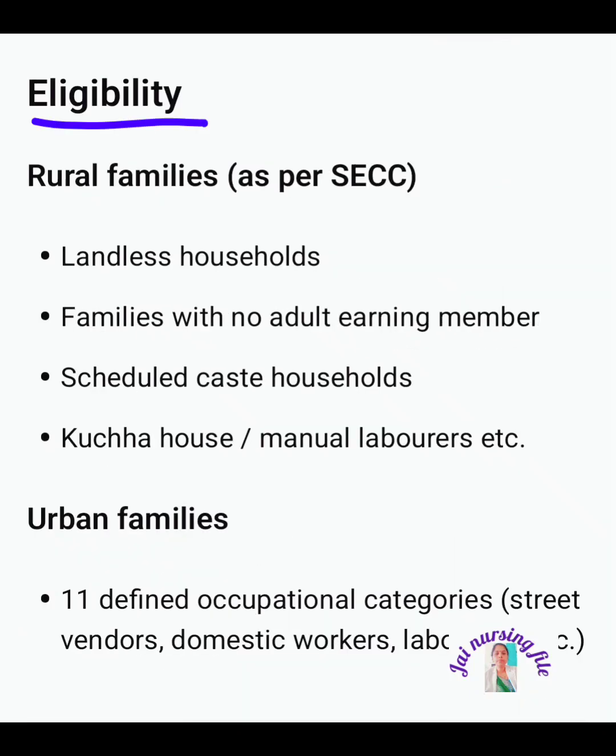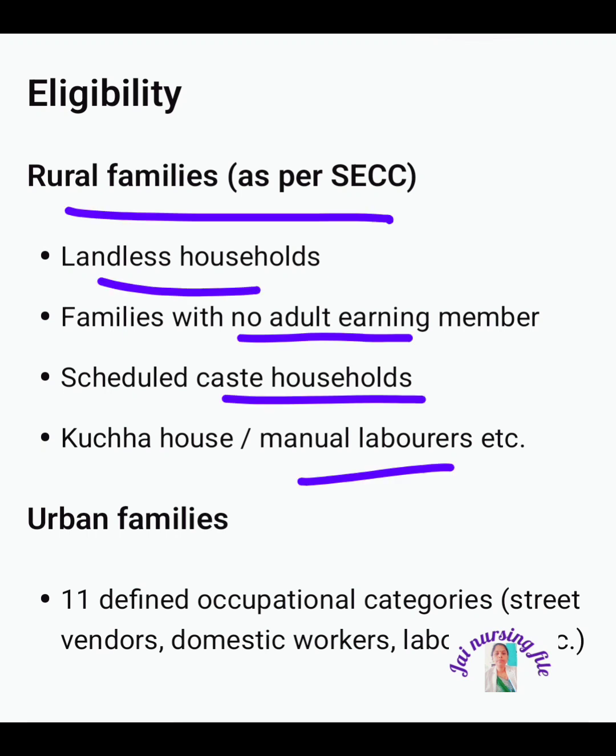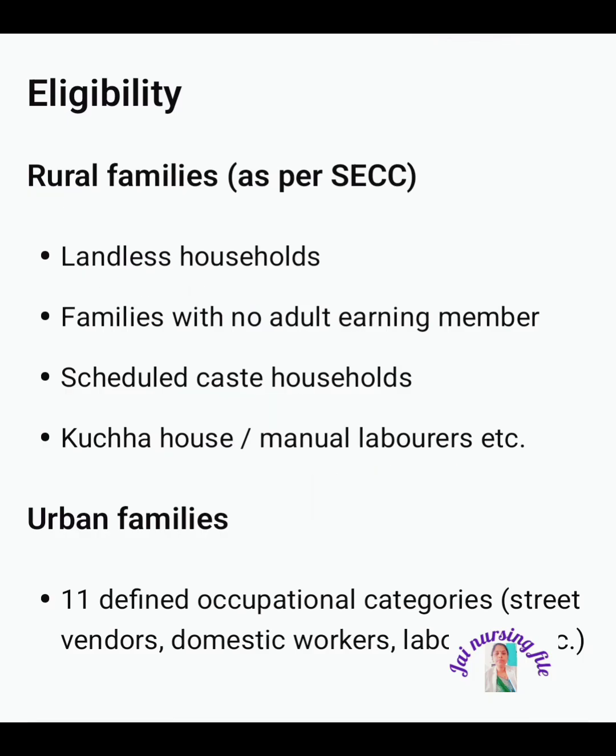Next, move on to the eligibility. Rural families as per SECC: landless households, families with no adult earning members, scheduled caste holders, SC members, kacha house, manual laborers. And if you see the urban families, 11 defined occupational categories are already mentioned, for example street vendors, domestic workers, laborers, etc. So those rural and urban families are covered under this.